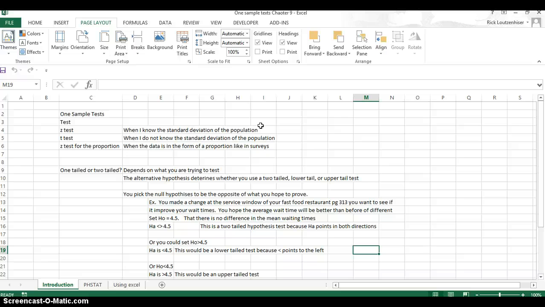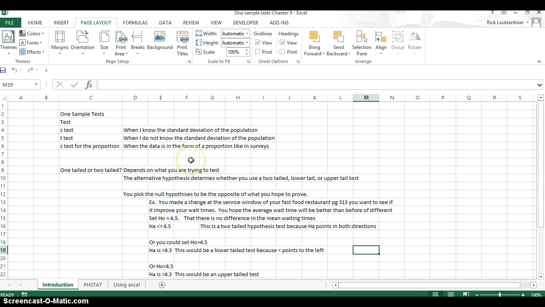But most of the time we do not know what the standard deviation of the population is. We have to use a different set of mathematics which are involved in what's called the t-test. So I use the z-test when I know the standard deviation of the population. I use a t-test when I do not. Most of the time we're going to be using a t-test. And the other one is the z-test for the proportion. Now, the way the mathematics works on proportions, you don't have the same issues that you do on the t-test and the z-test for data. So we can always confidently use a z-test for the proportion.